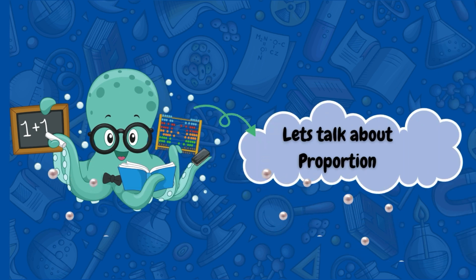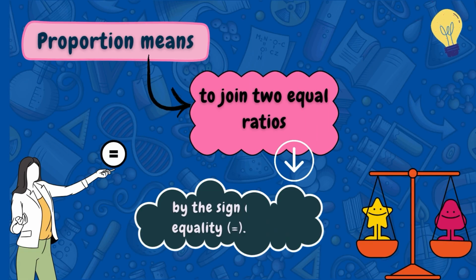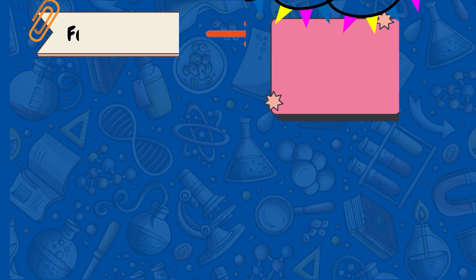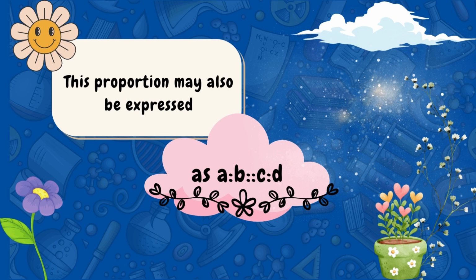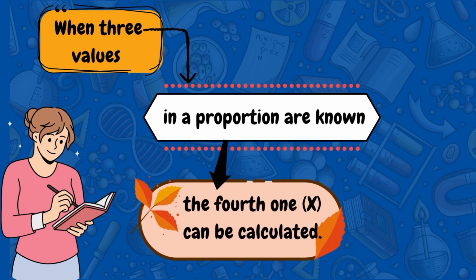Let's talk about proportion. Proportion means to join two equal ratios by the sign of equality, equal sign. For example, A/B = C/D is a proportion between the two ratios. This proportion may also be expressed as A:B :: C:D. When three values in a proportion are known, the fourth one, X, can be calculated.